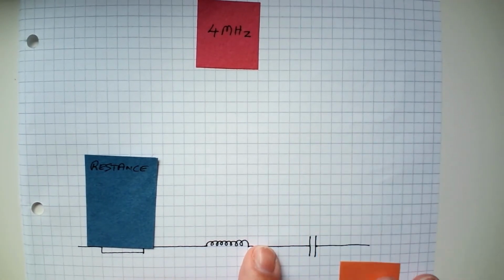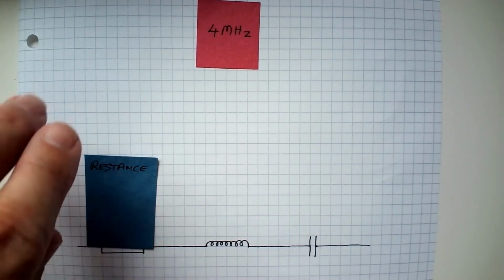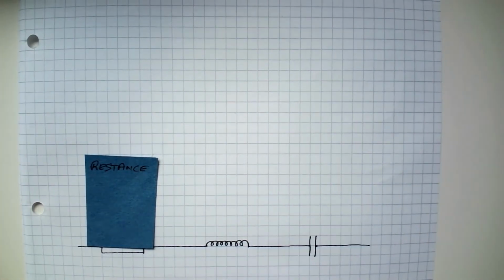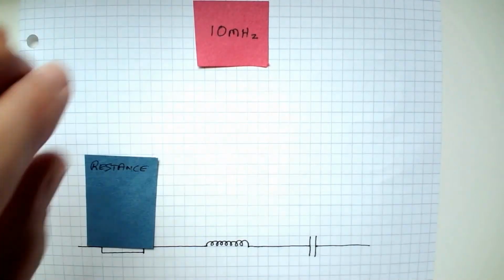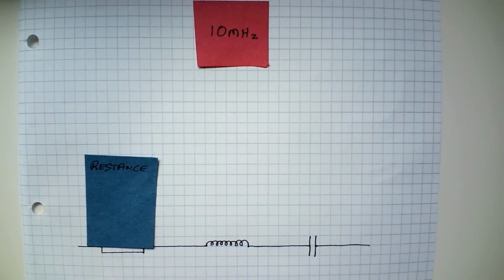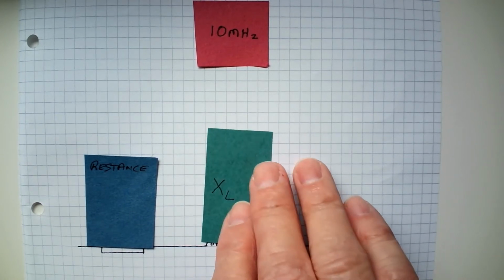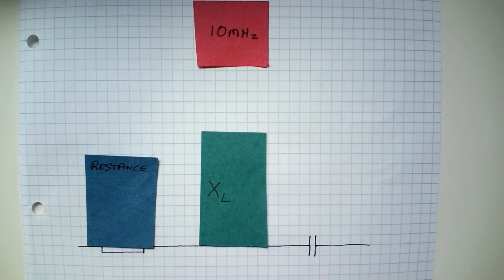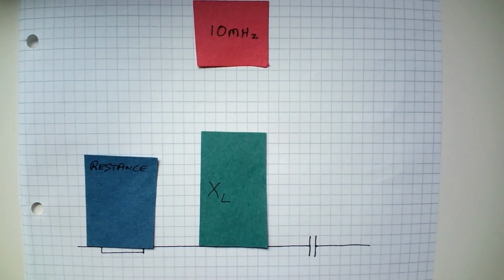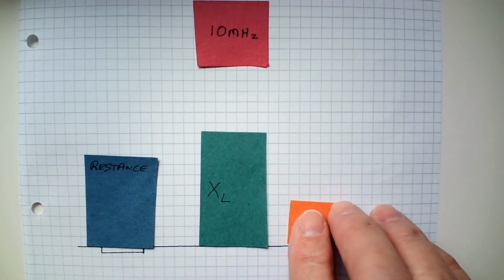Let's see what happens if we increase the frequency above that of the resonant frequency. The resonant frequency, you'll remember, is 7 megahertz. Suppose we put 10 megahertz into the circuit. In that case, if we increase the frequency, the amount of inductive reactance will increase as well, and the amount of capacitive reactance will reduce.